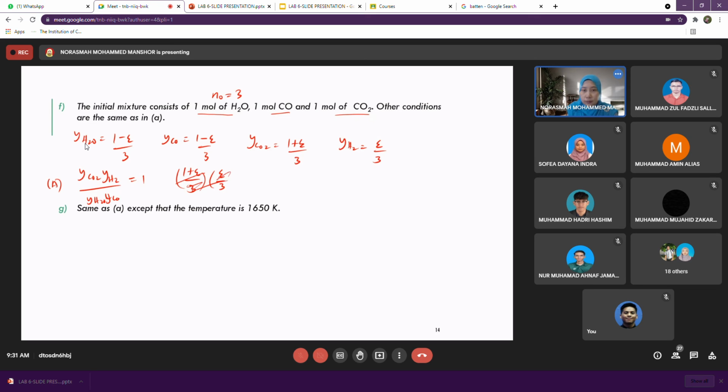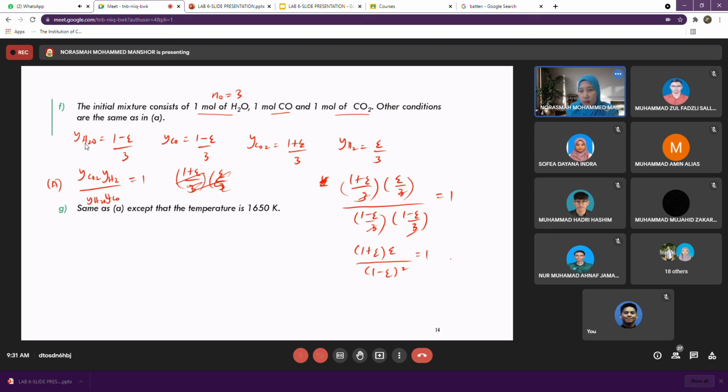Saya tulis ni. 1 plus epsilon divided by 3. Okay, YH2 adalah epsilon over 3. Okay, YH2O, YCO equal to 1. So yang ni semua bercancel. So you dapat 1 plus epsilon ni, ni 1 minus epsilon square equal to 1.